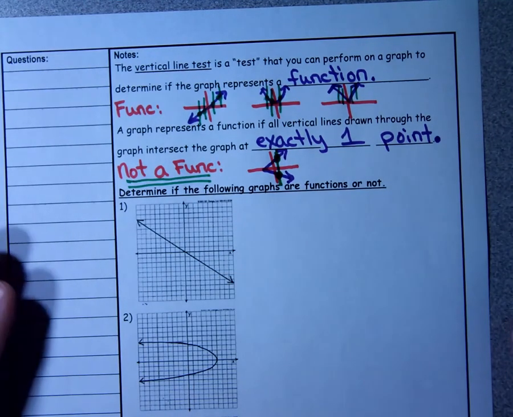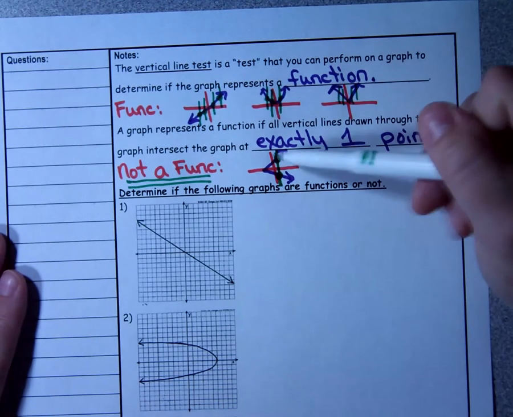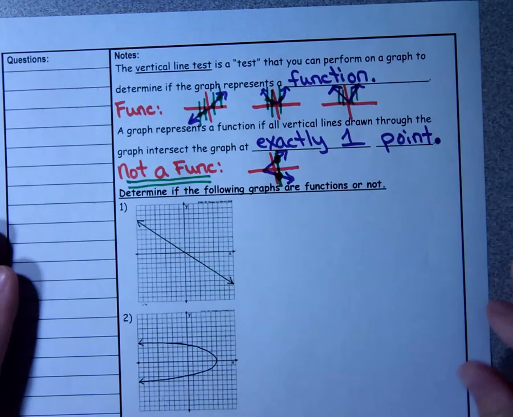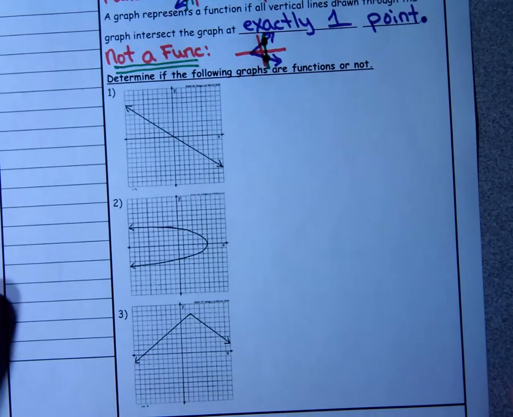So that's our vertical line test. If you can draw vertical lines and cross the graph only once, it's a function. And if you can draw a vertical line anywhere and it crosses more than once, it's not a function. So let's look at these three problems and determine if they are functions or not.